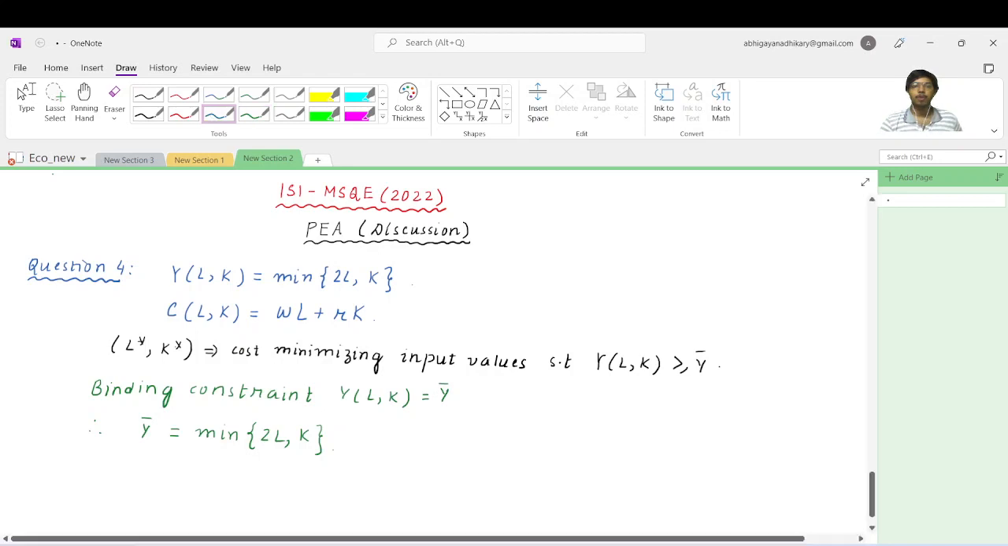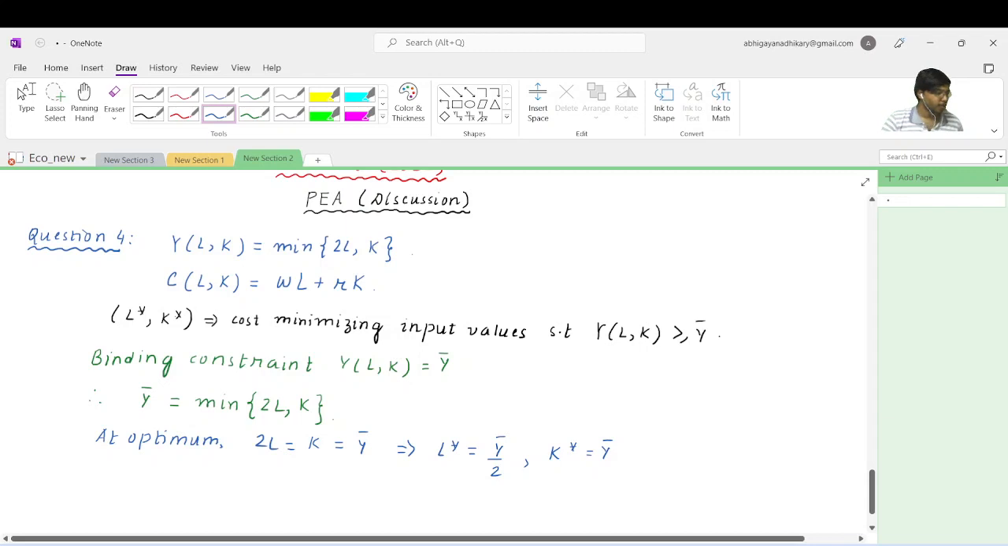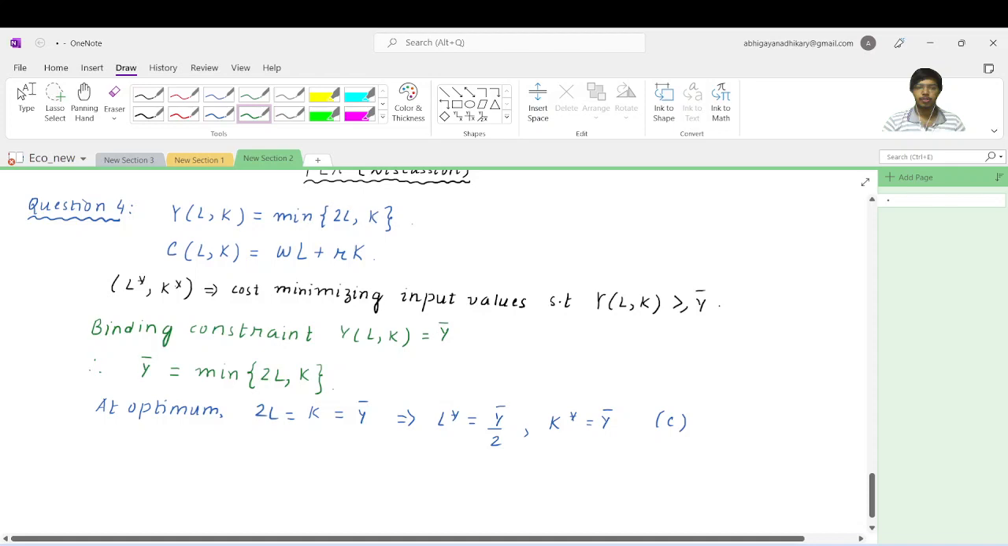And we know that for Leontief type production functions, at the optimum, 2L should be equal to K, and in this case equal to Y bar. So what is my L star over here? Y bar by 2. And what is my K star over here? It is simply Y bar. As simple as that. So this basically matches with my option number C. Pretty easy question over here. Moving on to the next one.